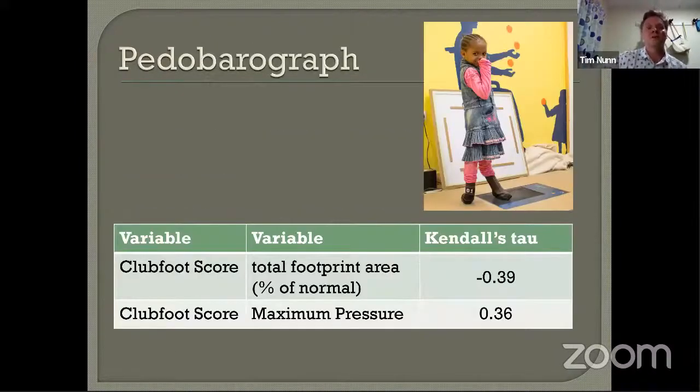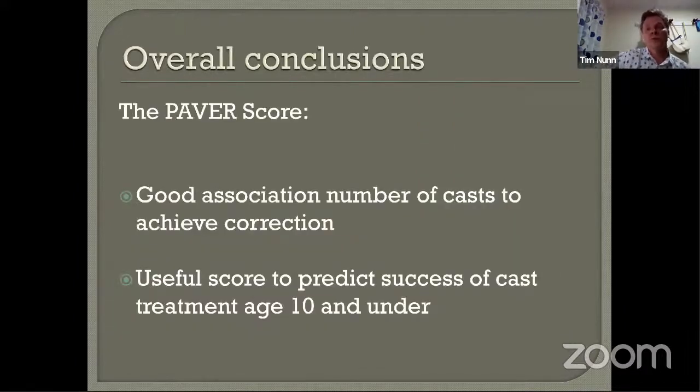In terms of pedobarography, we showed that, as expected, the smaller the footprint area, the higher the score, and the higher the pressures, the higher the score. So our overall conclusions were that there was a good association between the number of casts to achieve correction and the PAVER score, and that it was a useful score to predict success of cast treatment at the age of 10 and under in these idiopathic feet.